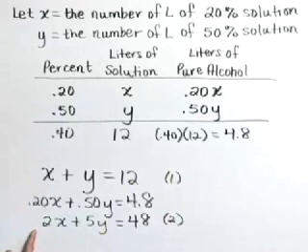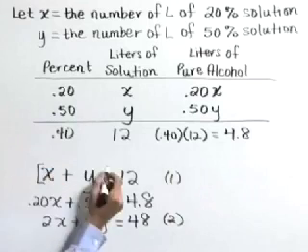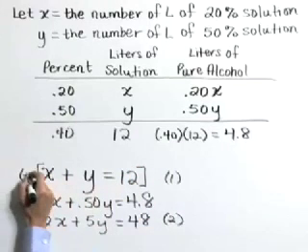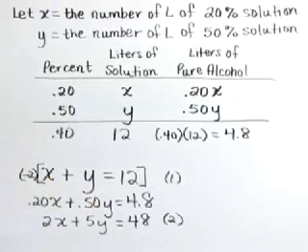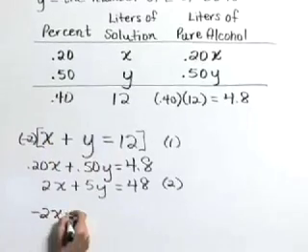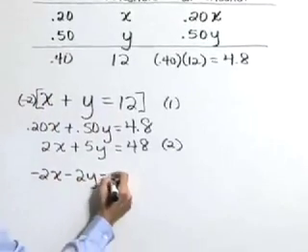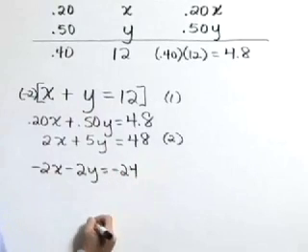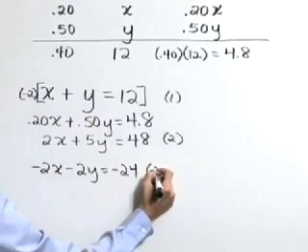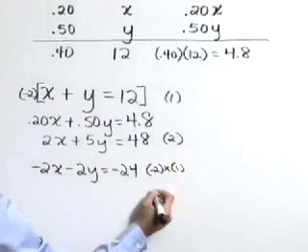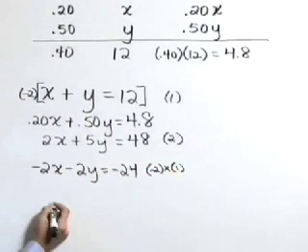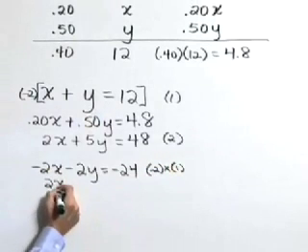I'm going to use the elimination method. I'm going to eliminate the variable x. I'm going to do that by cleaning up equation 1 and multiplying it through by negative 2. So equation 1 becomes negative 2x minus 2y is equal to negative 24. Again, that was negative 2 times equation number 1. Just rewrite equation number 2 underneath it.